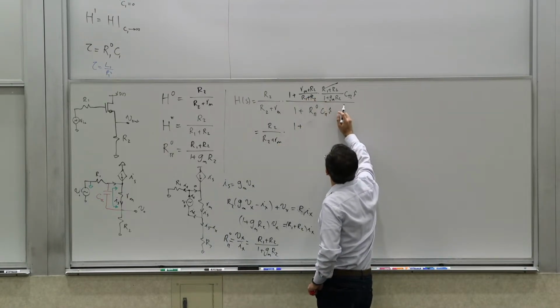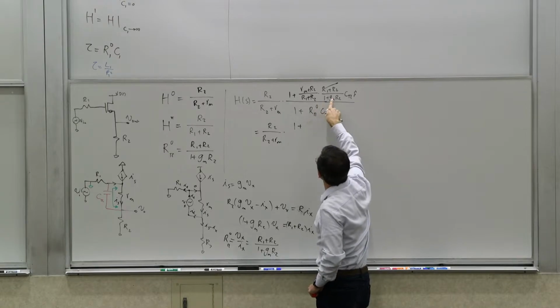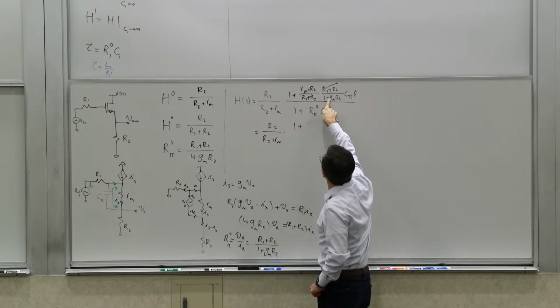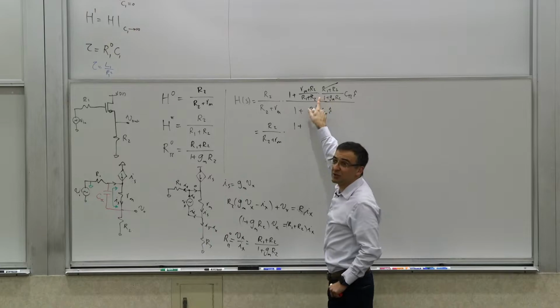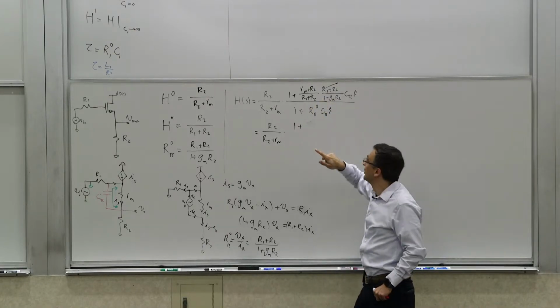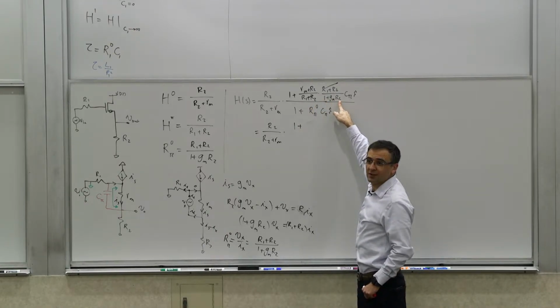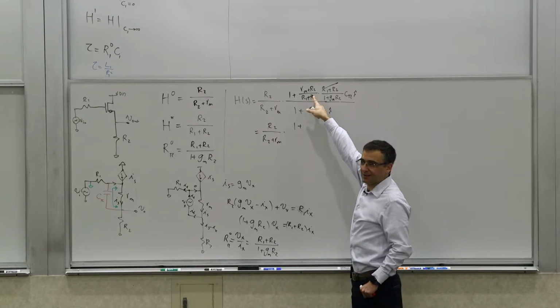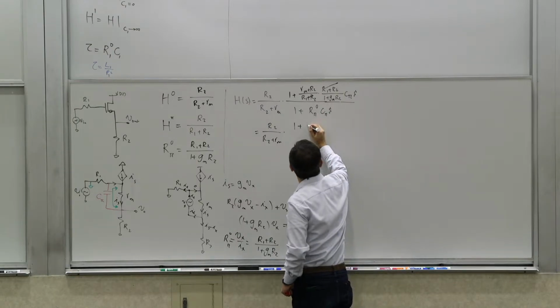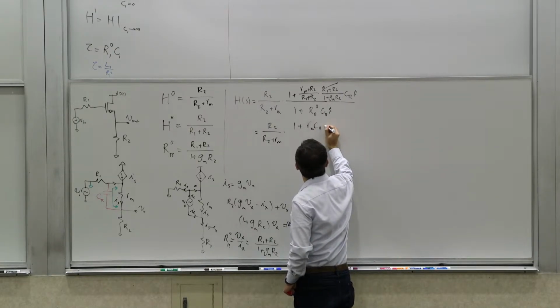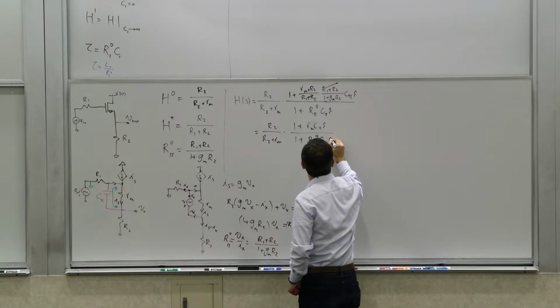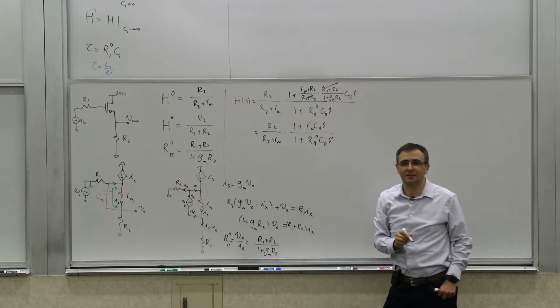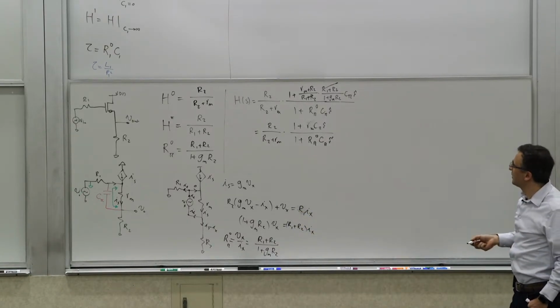So what happens here is that, of course, this is that, but you can simplify this because you can multiply both the numerator and the denominator by Rm. So you get Rm plus R2 in the denominator. That cancels this Rm plus R2. So all that's left is going to be Rm C pi S divided by 1 plus R pi 0 C pi S. Right? So it simplifies to that.